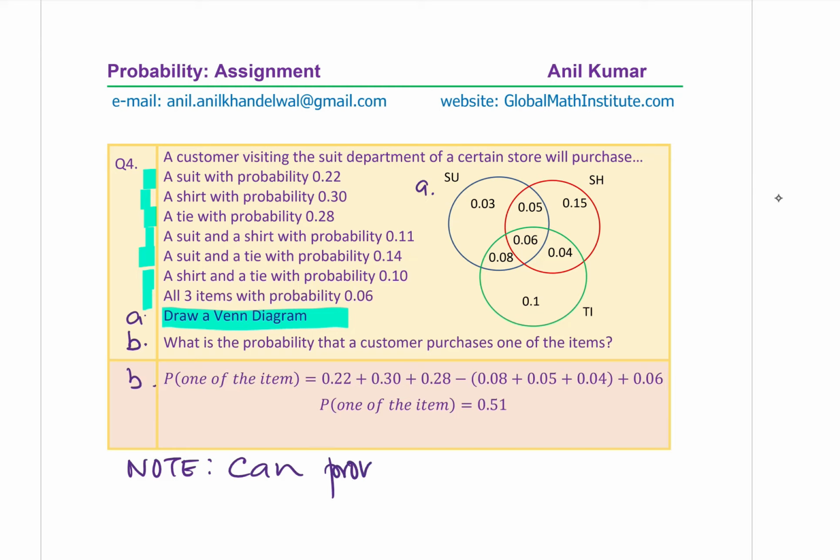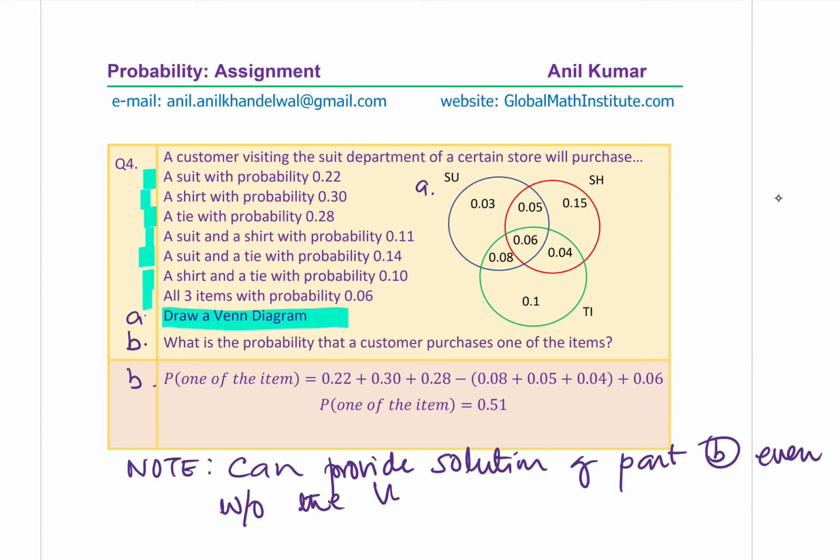you can provide the solution of part B even without the Venn diagram. Is that clear to you? At least it helps to check the solution, right? So that is kind of very important.